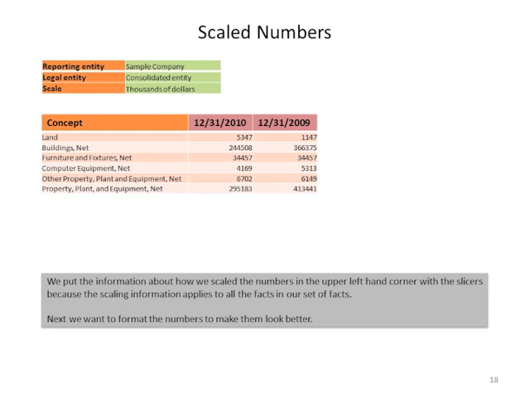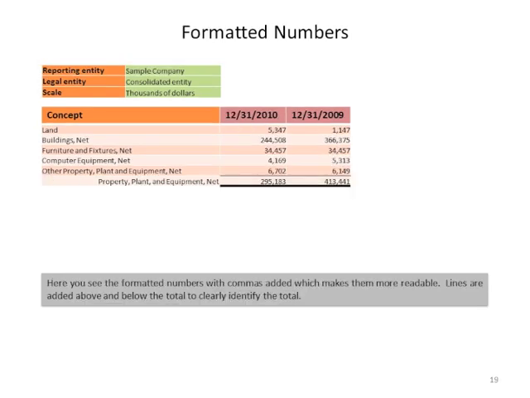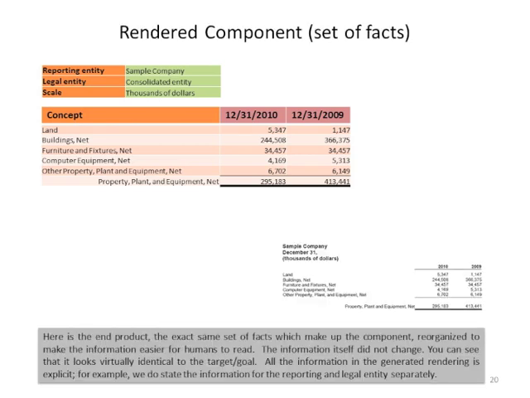Next, we want to format the numbers to make them look even better. And here you see the formatted numbers with the commas added to make the numbers look more readable. Lines are added above and below the total to make that clearly identifiable as a total. And here you see the end product.